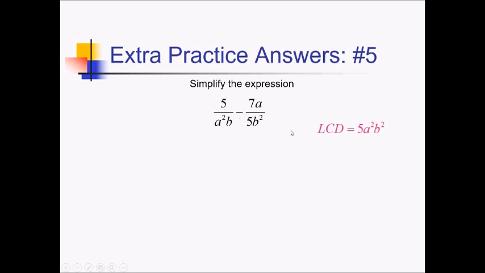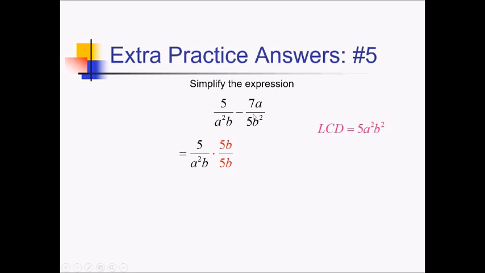Okay, so now we're going to multiply each fraction by whatever it needs to give it the LCD. So for this first fraction, it looks like we've already got the a squared and at least one of the b's, but we still need a 5 and we need another b in there. So I'm going to multiply by 5b over 5b. And when I do that, I'm really just multiplying by 1, so I'm not changing the value.